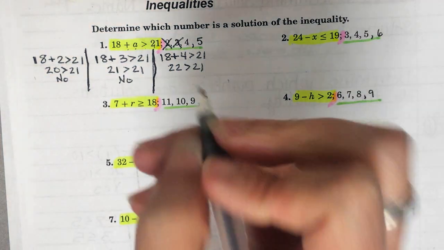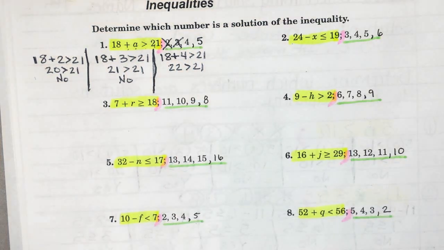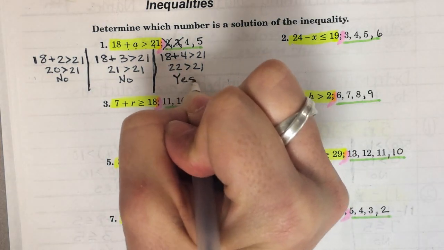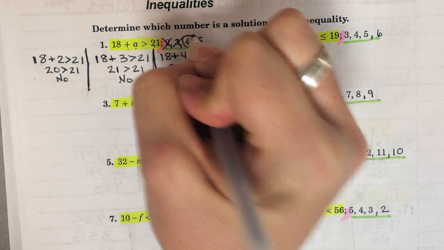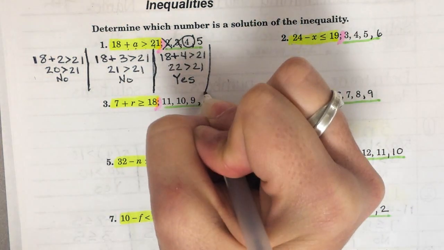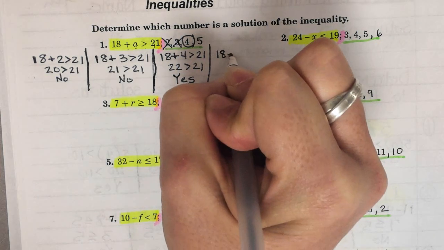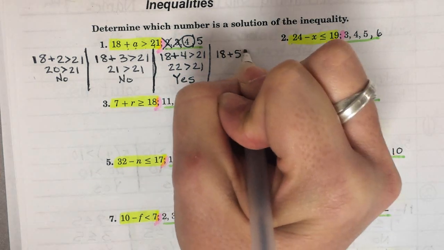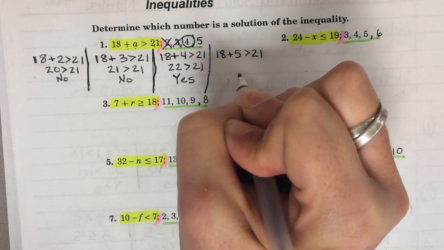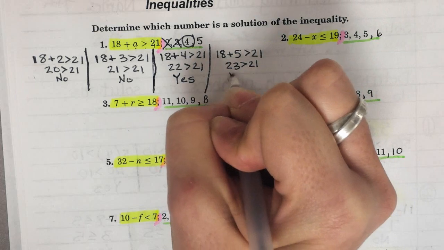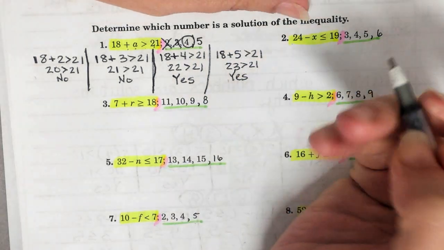There's a bucket of pencils over there, but that's all I got. Yes. So I'm going to circle it. And the last one, 18 plus 5. So I got 23 greater than 21. Yes.